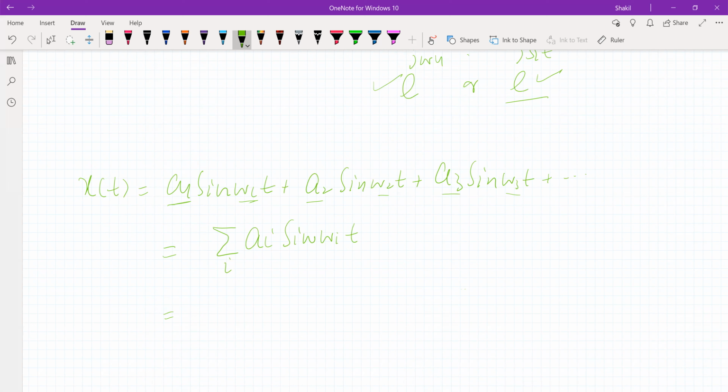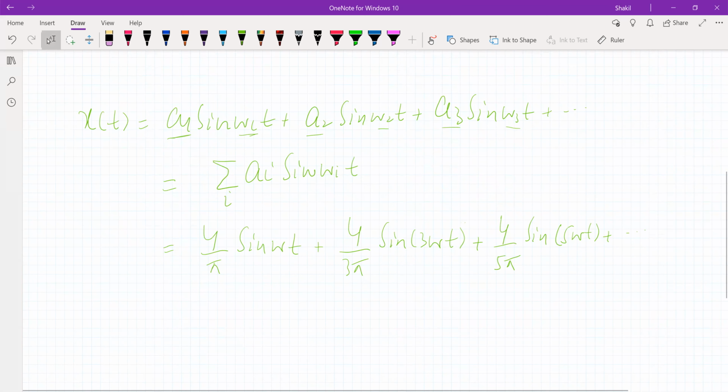To illustrate this, we have already done it for a square wave. The representation is something like this: plus 4 by 5 pi sine 5 omega t plus so on. Let's say that the square wave has only odd frequency components. Now omega will be some value, 3 omega will be some value, and 5 omega will be some value, right?